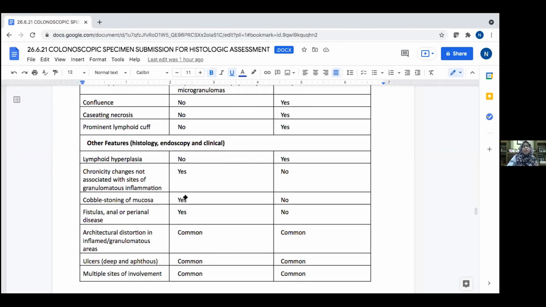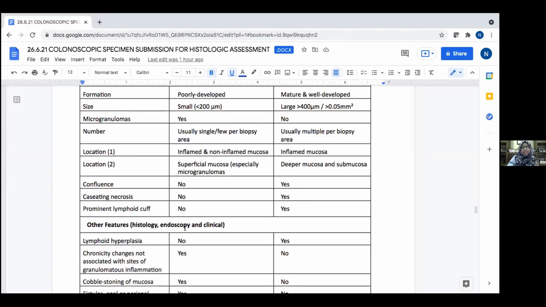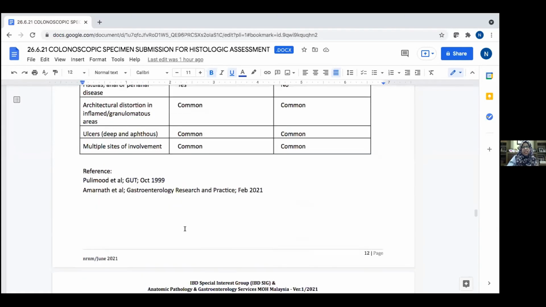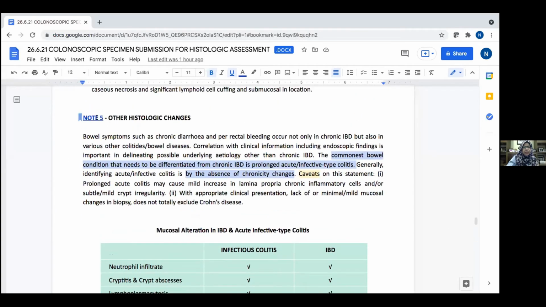Okay. Of course, if you find cobblestoning mucosa and perianal disease, that is probably more supportive of Crohn's disease, but this is actually something the clinicians will have to tell you, not something seen on histology. Okay, so all right, later you can scrutinize this table. Right, so go back to other histologic changes.